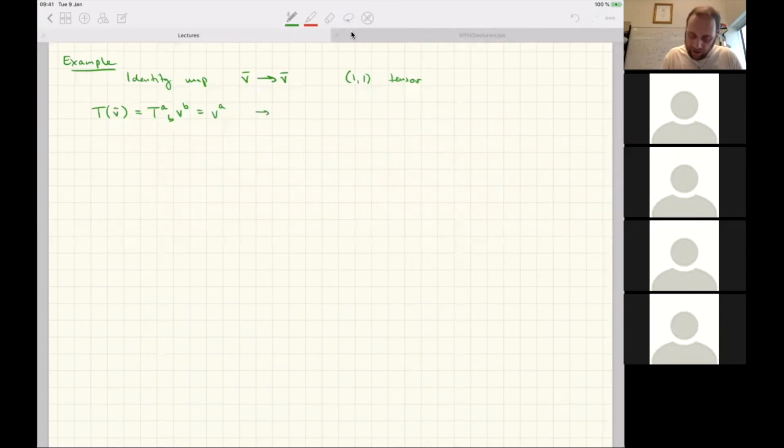And this means that T^a_b is just the Kronecker delta, because if you let T^a_b be the Kronecker delta, you get exactly this property. So this actually answers the question, why do I have the indices of the delta one up and one down? It's because the delta is actually a (1,1) tensor, and it corresponds to the identity map.